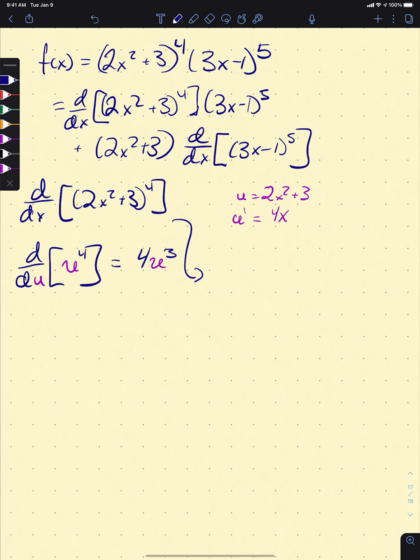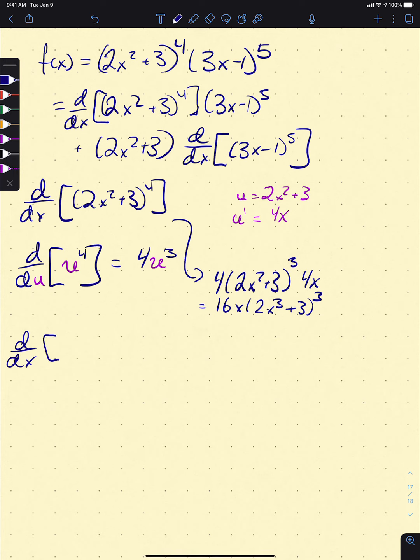So therefore, my derivative is 4 times u, 2x squared plus 3, cubed, times u prime, which is 4x, or 16x times 2x squared plus 3 cubed. Okay, now let's look at the derivative of our second guy.